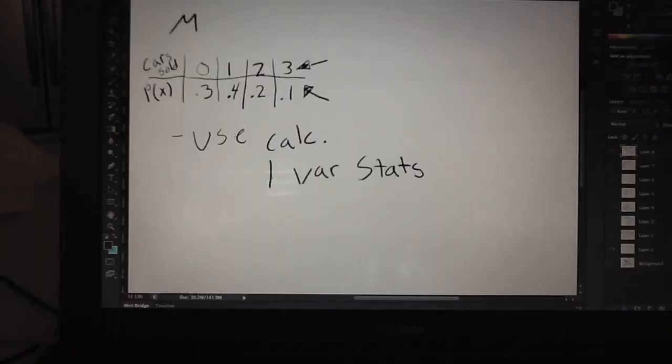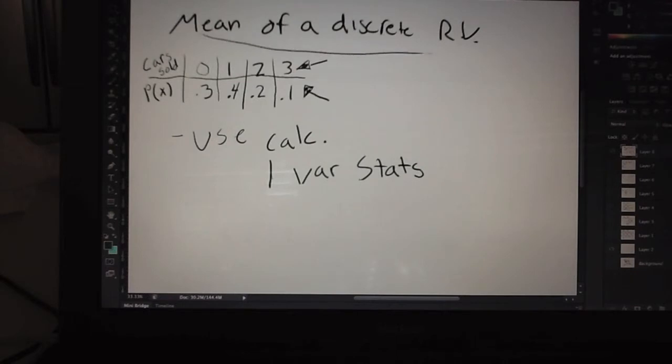So to find the mean of a discrete random variable when given a table of values, we're going to input each list into a list on our calculator. So we're given this example, cars sold versus the probability, and for each one of these, we're going to take the values of the cars sold and put them into list 1, and the probabilities of each one of those events into list 2. Then we can go to our calculator and input them into the 1-Var Stats function, and we'll be outputted a mean and a standard deviation.